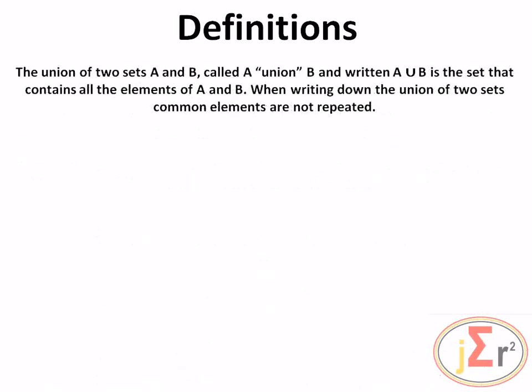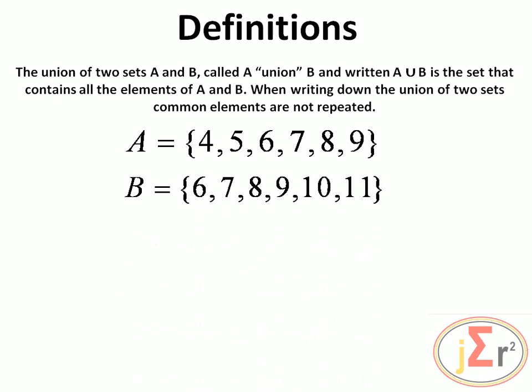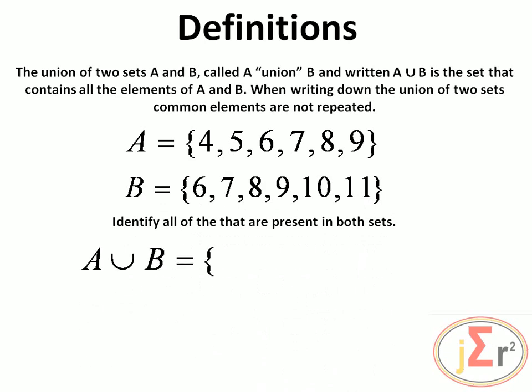The union of two sets A and B, called A union B and written A with a symbol that looks like a U, is a set that contains all the elements of A and B. When writing down the union of the two sets, common elements are not repeated. So, the elements that are common are not written twice. So let us identify all of the elements that are present in both sets. And, of course, that will be A union B.